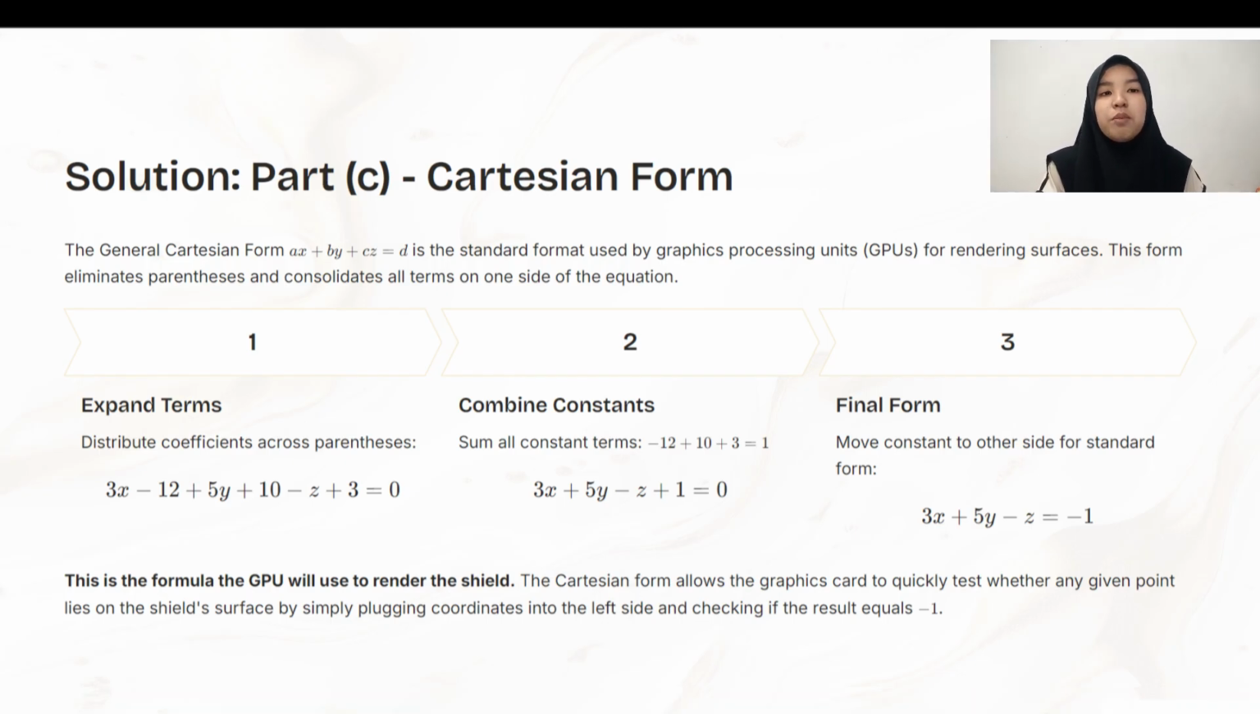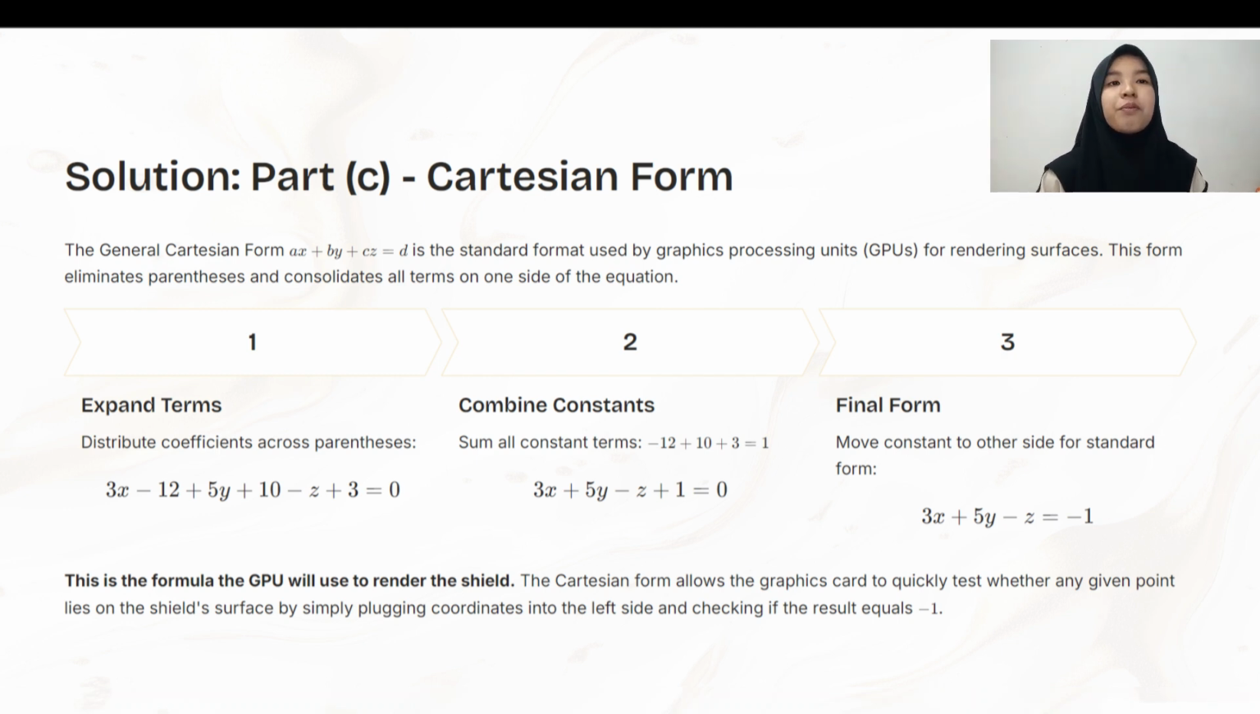This is the formula the GPU will use to render the sheet. Cartesian form allows the graphics card to quickly test whether any given point lies on the sheet surface by simply plugging coordinates into the left side and checking if the result equals -1.